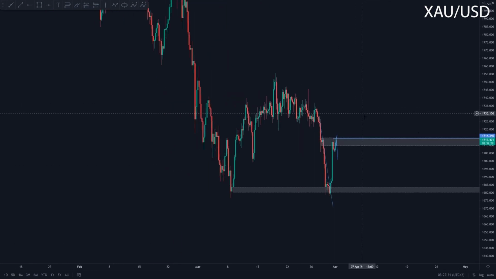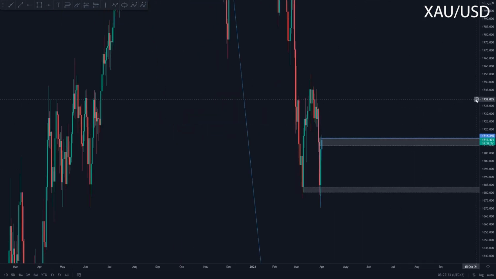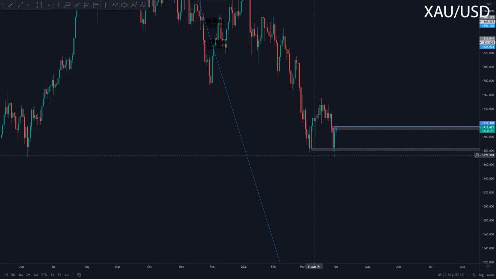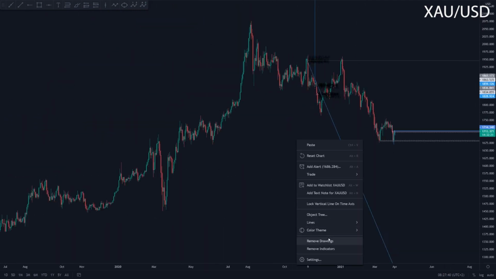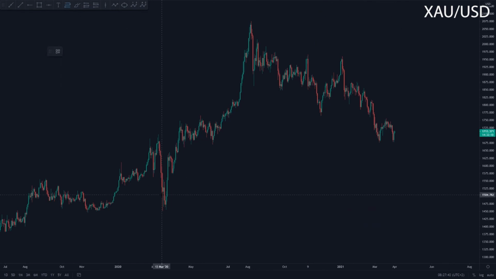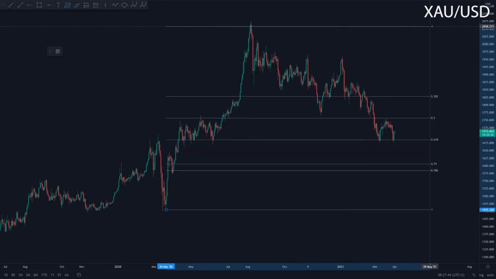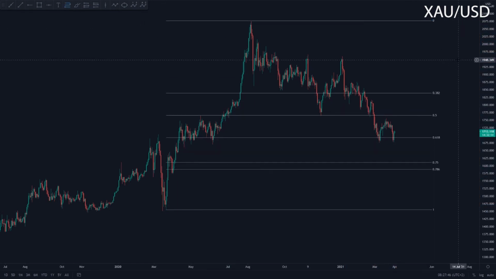If we look at the higher time frame, go back up to the daily, we can see we made a beautiful double bottom over here. If we zoom out even further, remove the drawings, draw in our fibs, take the entire move into consideration. What do we then have? We have a perfect 61.8 Fibonacci retracement with a double bottom. So I'm currently looking for more upside on this pair.